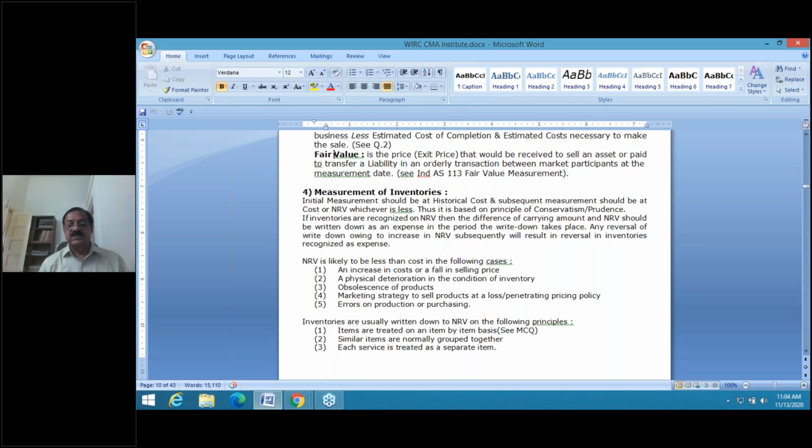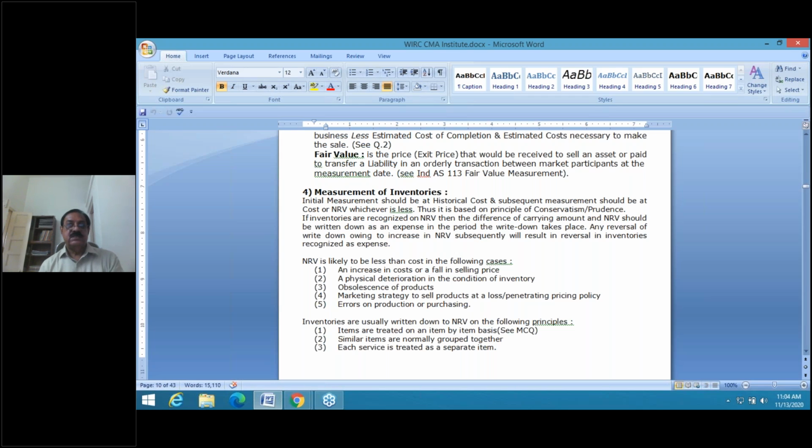And errors on production or purchasing. Inventories are usually written down to NRV on the following principles. Items are treated on an item by item basis. Matlab, when you take cost or NRV, if you have 10 items, for each and every item you will find cost and NRV and take the lower one.